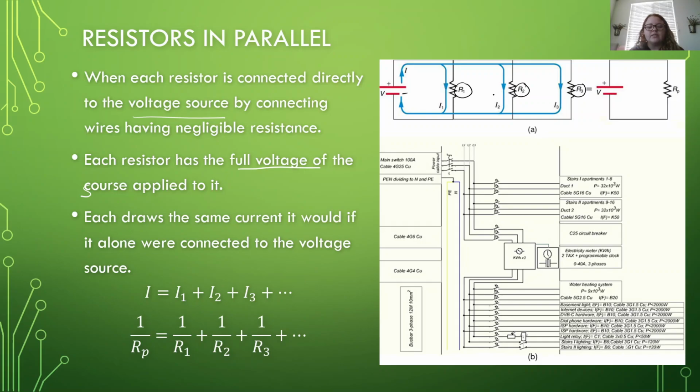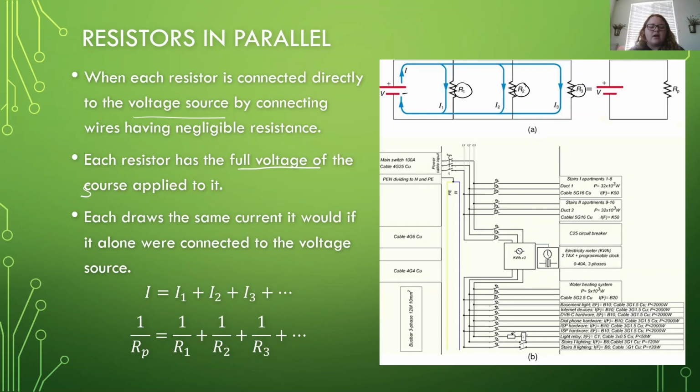And so our total current I is going to equal the sum of each of those currents. It's going to be current 1, 2, and 3 added up to equal our overall current. This is again in parallel. Remember that in series, that was not the case.